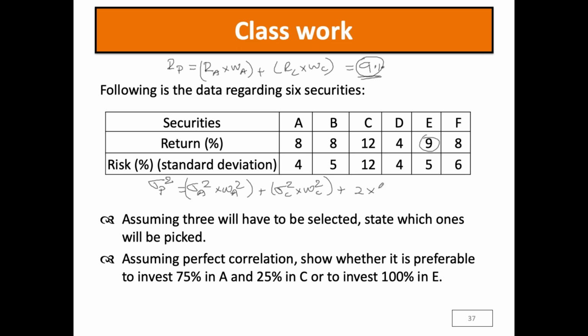So 2 into correlation is 1 into standard deviation of A is equal to 4. Standard deviation of C is equal to 12 into weight of A is equal to 0.75 and weight of C is equal to 0.25. That has been big equation now. Or else you could have straight away found the covariance by multiplying these three in isolation. It would have been 48. No problem. मुझे चलो रिस्क बताओ पोर्टफोलियो का. I want standard deviation of portfolio from you.